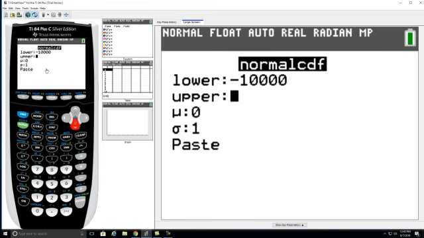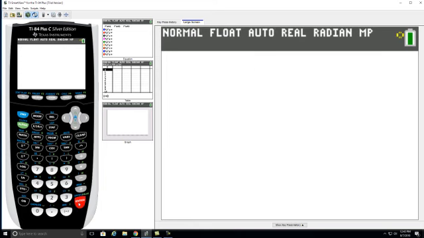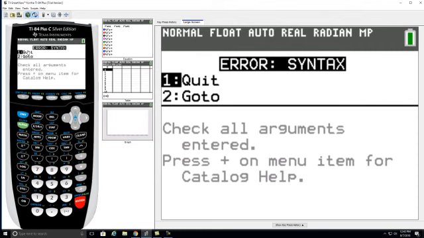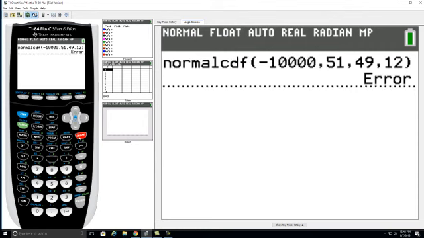Upper bound is whatever is given, so we're going to say it's 51. Then we have a mean of 49 and a standard deviation of 12. These are just some random numbers that I'm showing you, but again, make sure that you pay close attention to what's given. So notice how I had a syntax error because my numbers are wrong.